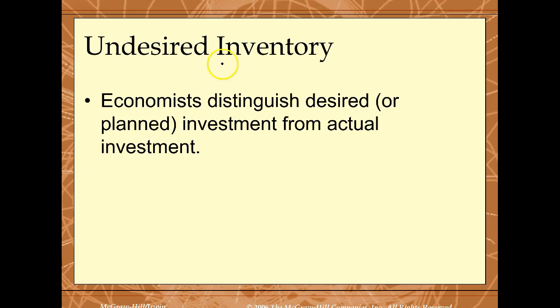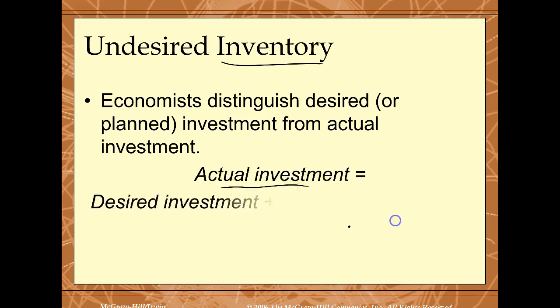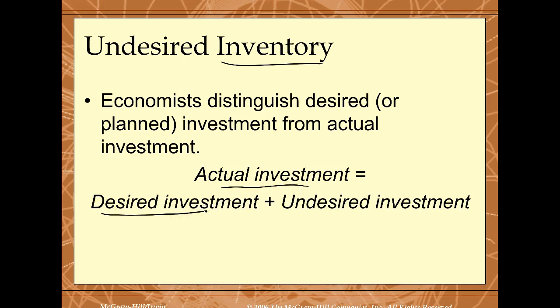Now, keep in mind, there's some inventory that is desirable. For example, if you're a business and you don't want to be caught off guard by any unexpected level of demand, you would produce a little bit more just in case you need it. That's desired inventory. But what is undesired is when you produce something expecting to sell it, but you don't. And that's undesired inventory. So actual investment is going to equal your desired investment and undesired investment. So the problem is when this gets too big.